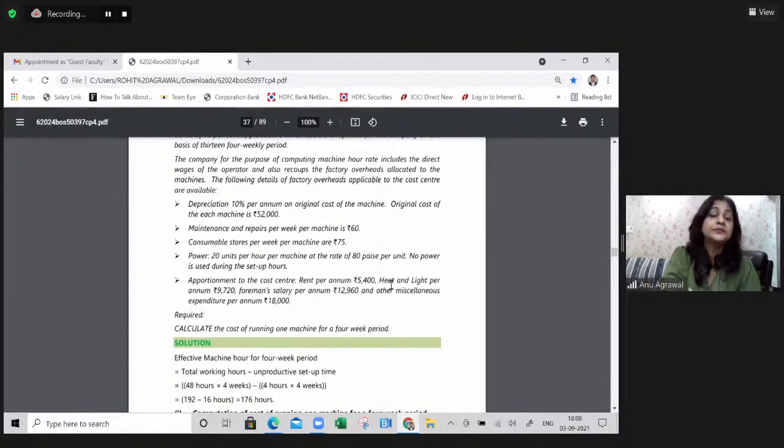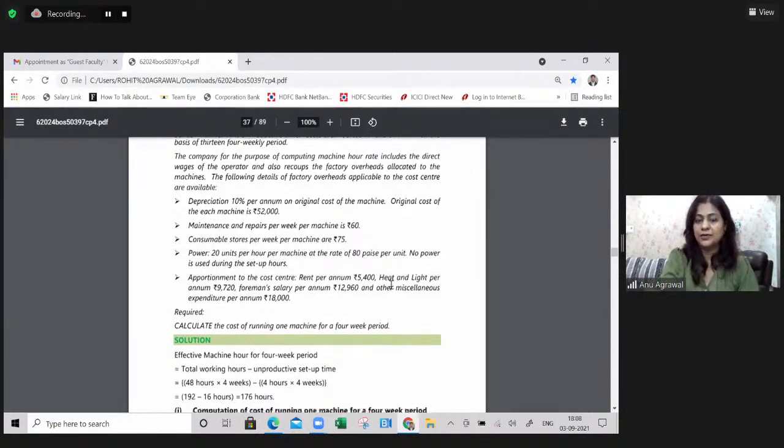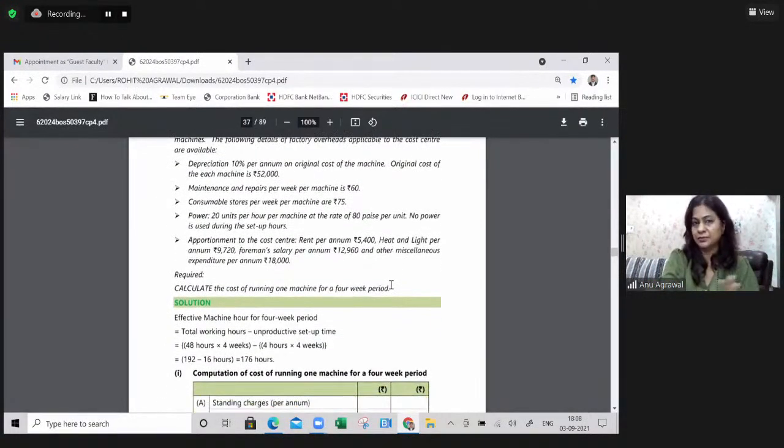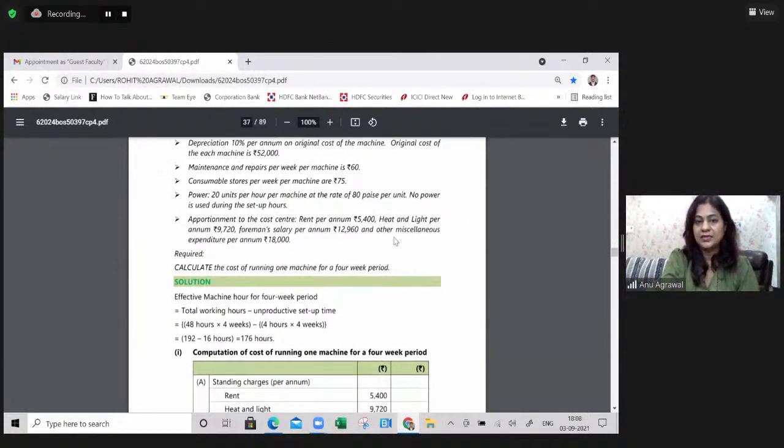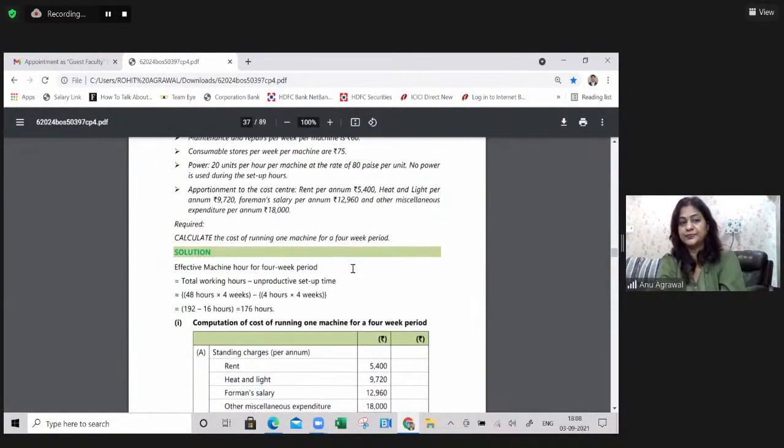So as I've told you, you are just going to keep it per hour only. It's as simple as that. Of course, while you're setting up, it is very clear that no power is being used. Then they have given us rent, heating and lighting, foreman salary, and other expenses. First thing, how many hours are you working? How many total hours are you working?